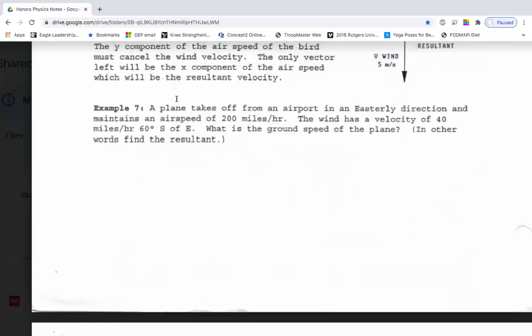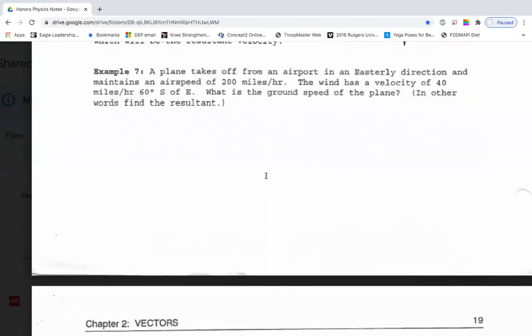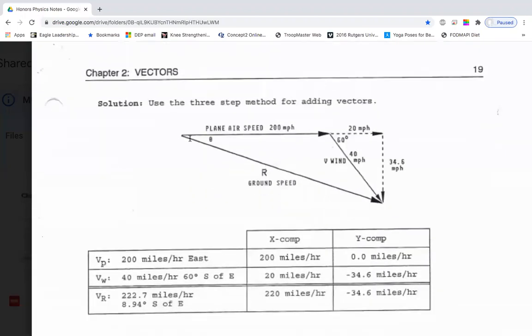Okay, so here we have an airplane that's going to fly off in an easterly direction, and it's going to maintain an airspeed of 200 miles per hour. And then the wind has a velocity of 40 miles per hour, 60 degrees south of east. Well, we got to find the resultant. What's happening with this plane? A diagram shows us the plane travels this way, the wind is going this way, and that's going to be the resultant. The magnitude of that resultant we call the ground speed.